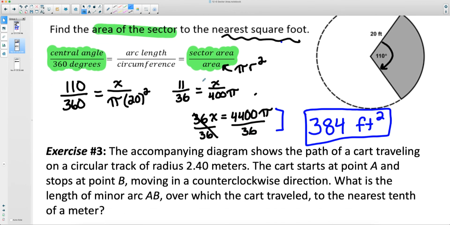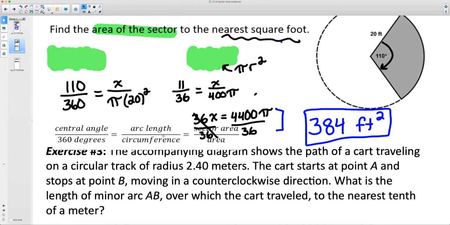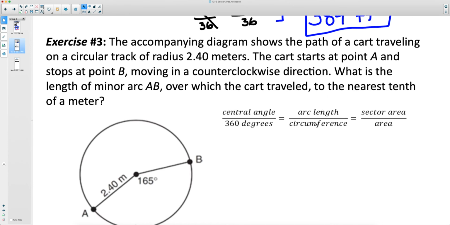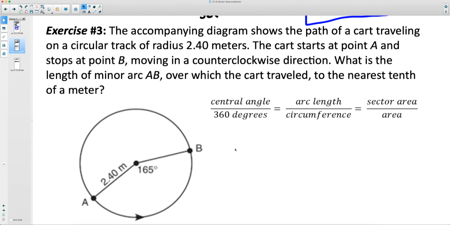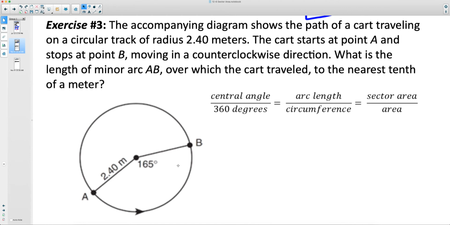Okay, let's take a look at another one. I'm going to bring this down again because we're going to use it every time. The accompanying diagram shows the path of a cart traveling on a circular track of radius 2.4 meters. The cart starts at point A and stops at point B, moving in a counterclockwise direction. What is the length of minor arc AB over which the cart traveled?